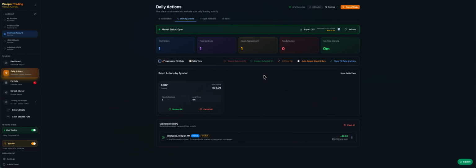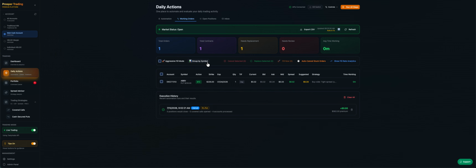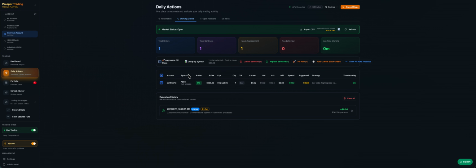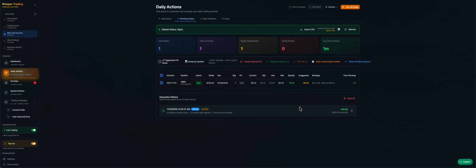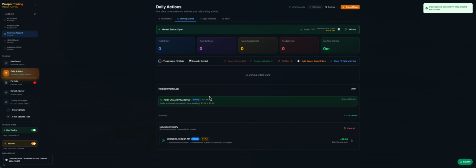So that's what happened. Another thing you can do with this app is, sometimes the reason it didn't fill is because the price wasn't quite right. So you can click on replace selected and reconnoiter on the price right there. You can see I'm buying it back for 33 cents a share. So that's $33. I'm just going to confirm that. Let's see if that is good enough. Yep, that was good enough to close that out. I'm happy with that as a price.